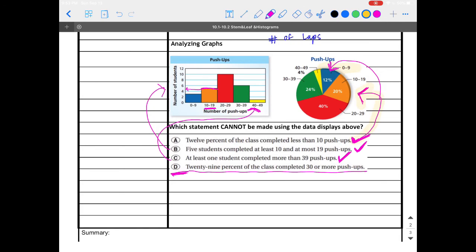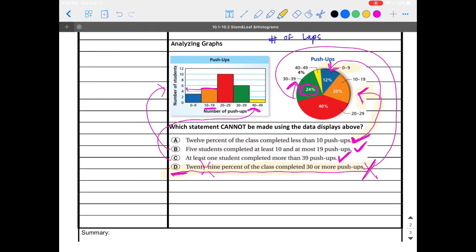29% of the class completed 30 or more push-ups. So let's see, when we look at this pie chart again over here, this shows us 30 to 39. So it says 29% of the class. When we look over here, it shows 24. So that would be false. That one is the one that's incorrect. So we would highlight, oops, I did not mean to do that. So I would highlight D as the incorrect one. That's a statement we cannot make because 24% of the class did that. Okay? And that is it.